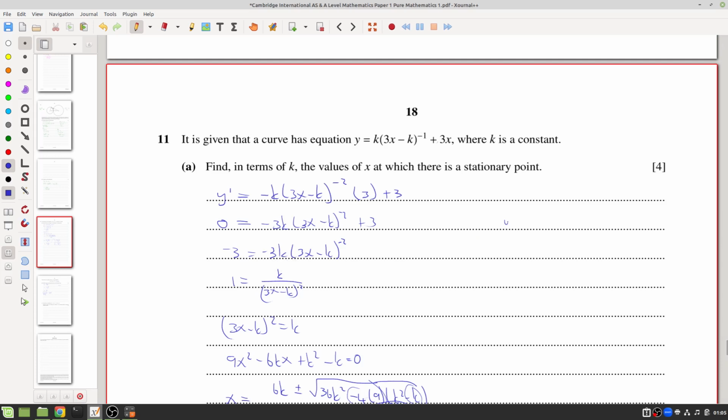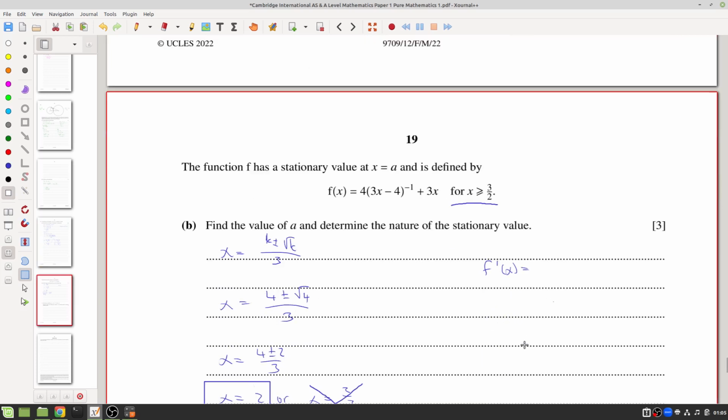So our first derivative is negative 3 times 4, 3x minus k, which is 4, to the power negative 2 plus 3. Okay, so that's just negative 12, 3x minus 4, to the power negative 2 plus 3. So that's our first derivative. Let's just copy that down. So there's our first derivative.